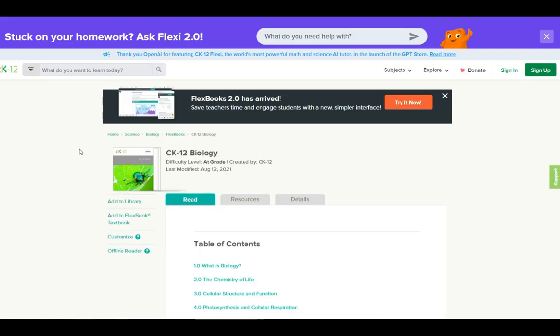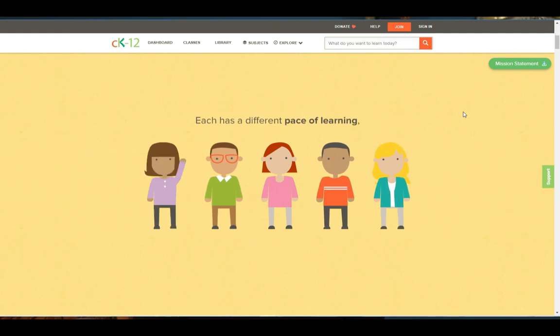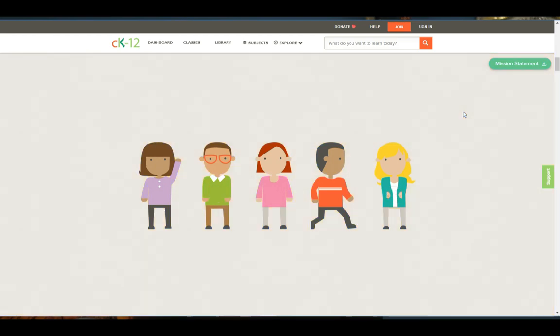So they use the CK12 biology textbook. CK12 is a nonprofit education learning website available for free to help students and teachers alike learn any subject. Reminds me a lot of Khan Academy, and I think it would be fair to say that they are similar in their goals.